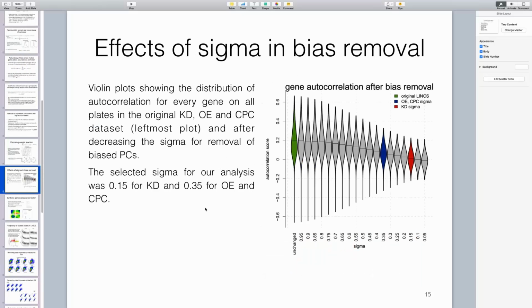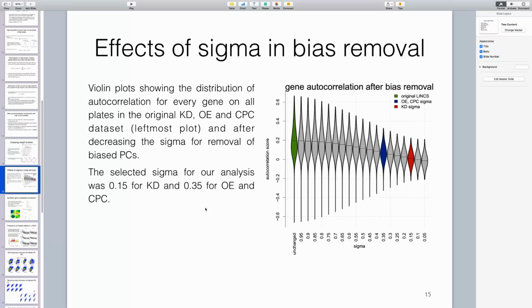All right. So what happens to the autocorrelation of the genes if we apply these biases? This plot shows what happens with different sigma. If we don't do anything, the mean autocorrelation of genes is at 0.2, and the more stringent we get, the lower the autocorrelation of the genes gets in the corrected gene expression.